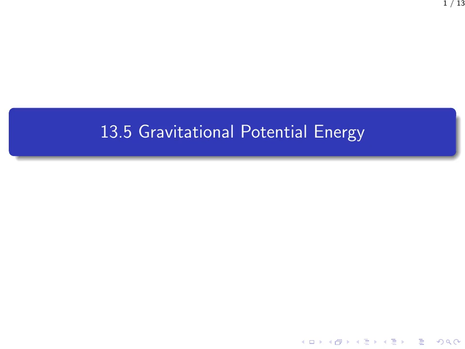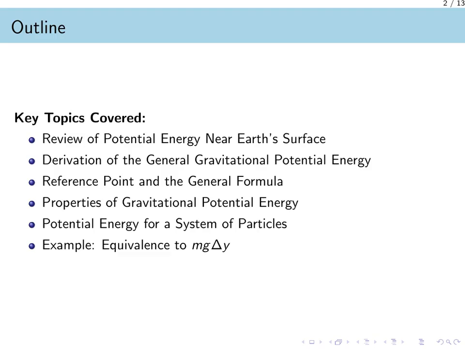13.5. Gravitational potential energy. The outline of this video is as follows. We are going to develop a more general expression for gravitational potential energy, one that works even when an object is very far from a planet. First, we will quickly review the simpler formula we have used so far, which is only valid near the Earth's surface. Then, we will derive the general formula, paying close attention to our choice of a reference point where potential energy is zero. After establishing the new formula, we will examine its important properties.